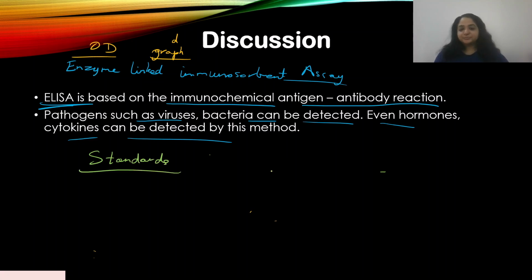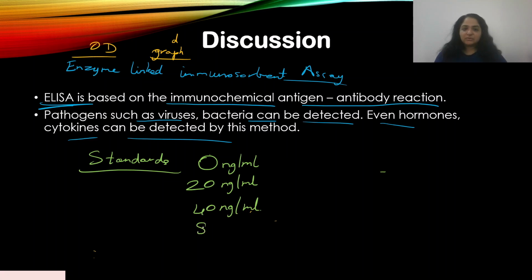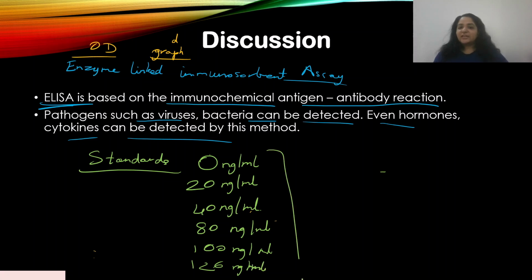By using standards. Standards are set concentrations. Let's say you're given samples of 0 nanograms per ml, 20 nanograms per ml, 40 nanograms per ml, 80 nanograms per ml, 100 nanograms per ml, 120 nanograms per ml.